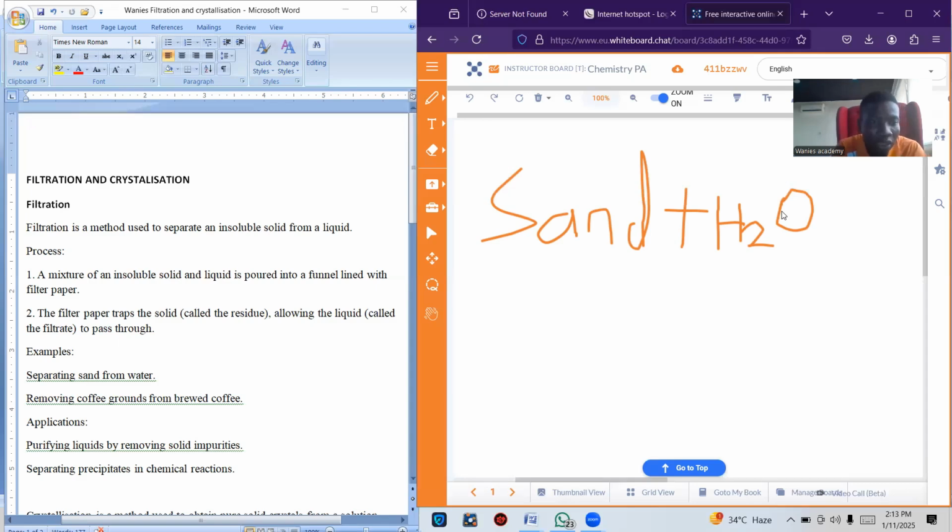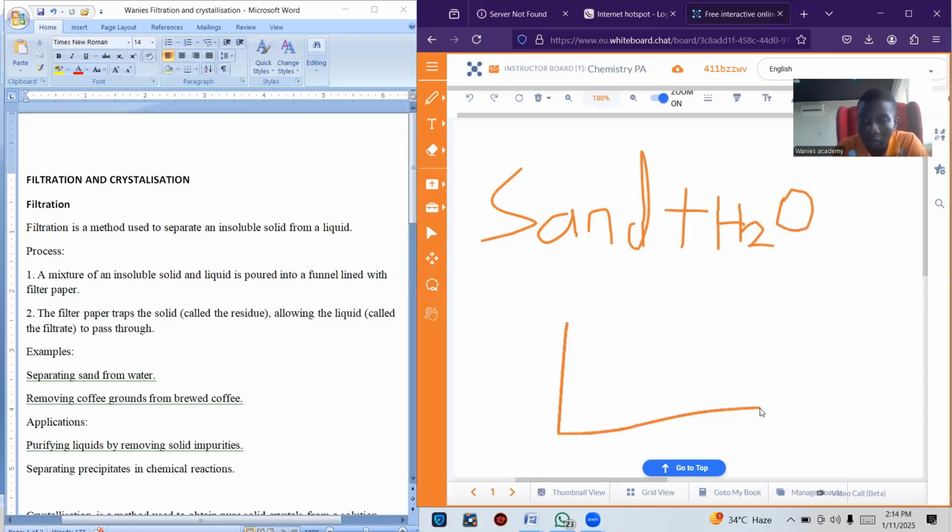Now, the first process is that the mixture of sand and water will be poured into a setup. The setup has a funnel. I know you have seen a funnel before, maybe even use one at home. And we have what we call a filter paper. Filter paper is a circular paper that is folded to be in the shape of the funnel.